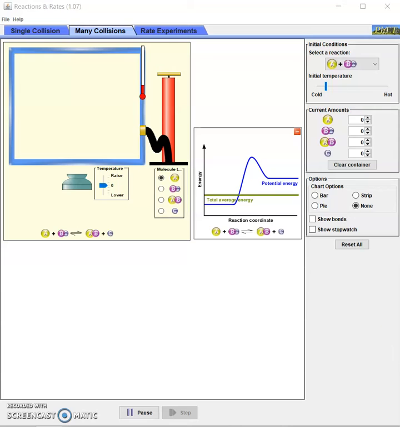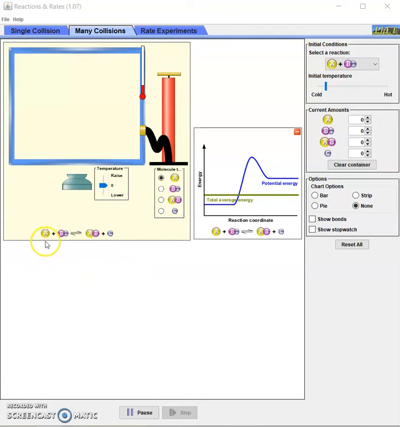So we have this sim, and I've clicked over to the Many Collisions tab as it prompts you to do on the lab sheet to begin with. So the first thing it wants you to do is to predict what's going to happen when 50 of these A's are added to the simulation, and then what happens when 50 of these little BC molecules are added to the simulation. So if you look down here, you can see what the chemical reaction is actually going to look like in chemical equation form.